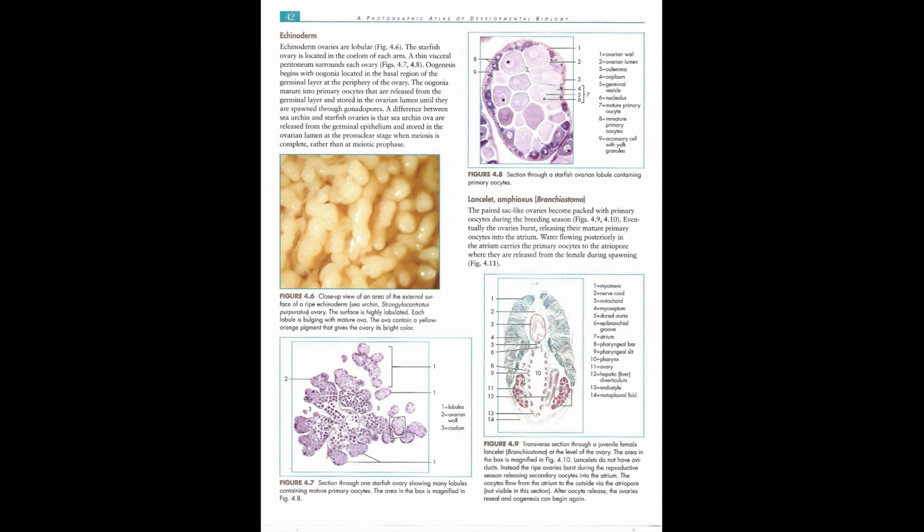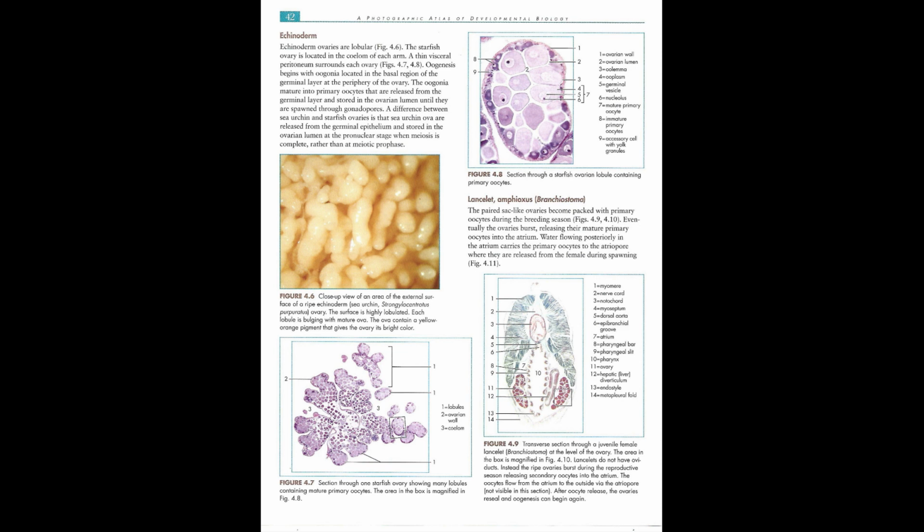Echinoderm. Echinoderm ovaries are lobular, Fig 4.6. The starfish ovary is located in the chylome of each arm. A thin visceral peritoneum surrounds each ovary, Figs 4.7, 4.8. Oogenesis begins with oogonia located in the basal region of the germinal layer at the periphery of the ovary. The oogonia mature into primary oocytes that are released from the germinal layer and stored in the ovarian lumen until they are spawned through gonadopores.